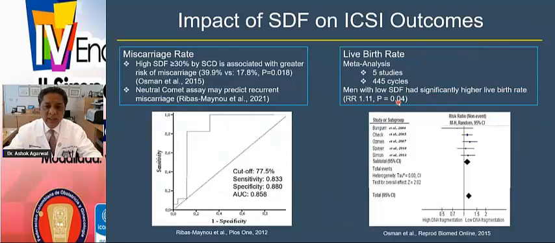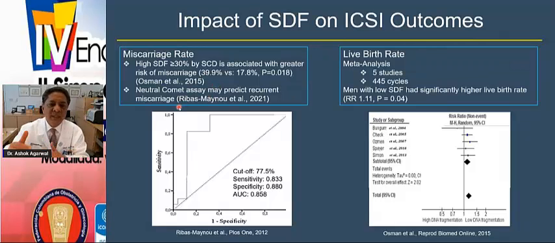Again, let's look at ICSI and sperm DNA fragmentation. Here we have the miscarriage rate on the left side. High sperm DNA fragmentation of more than 30% by the sperm chromatin dispersion test, one of the techniques, is related to a greater risk of miscarriage in ICSI, almost 40% versus 17%.